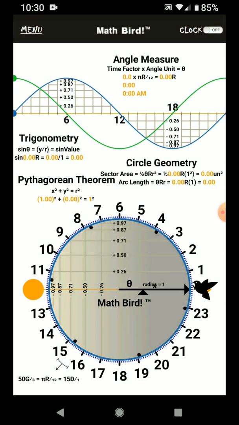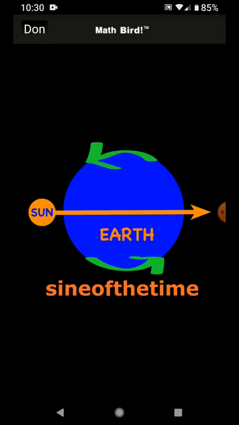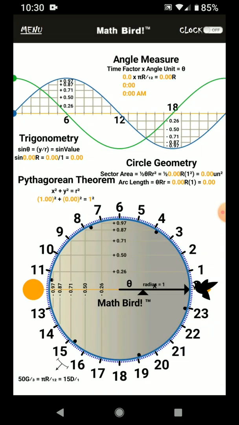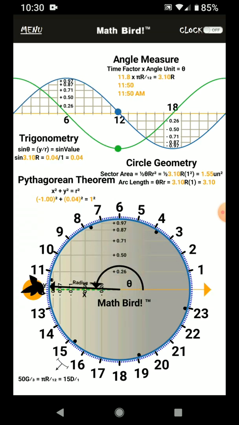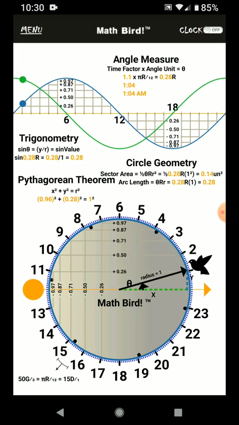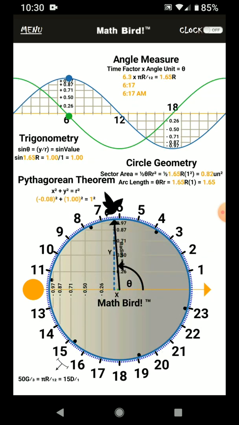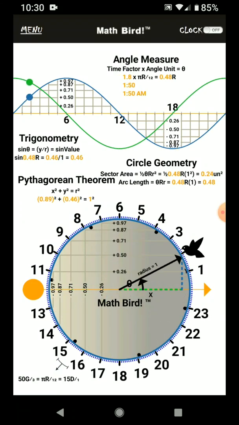And then, let me see, the splash screen. SineOfTheTime was the original name of the app. I like that still, but I put Math Bird on it because it sounded catchier. A bird flying around the earth. Of course, at the top are the sine and cosine values that track with the angle measure.